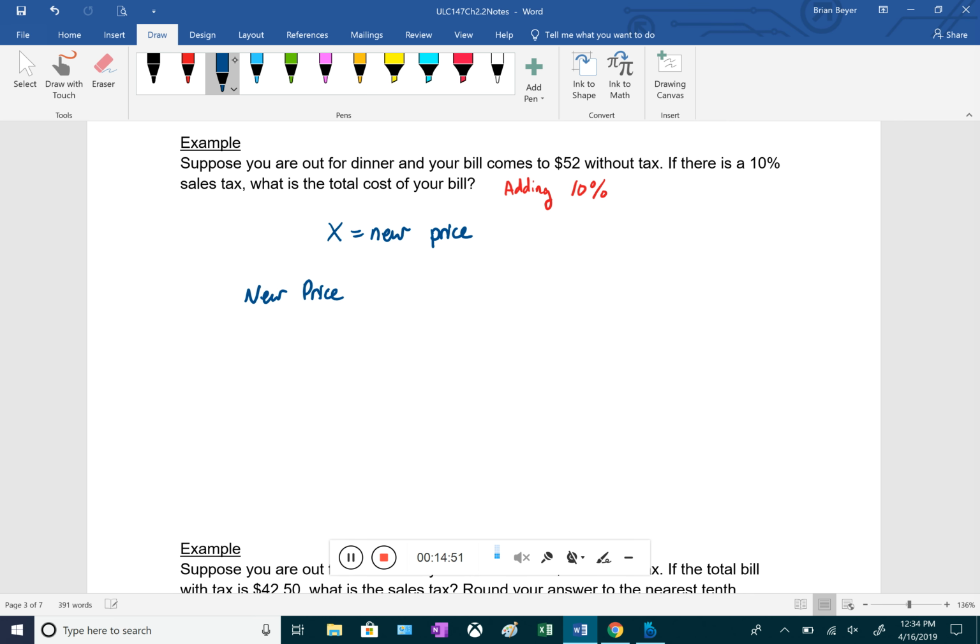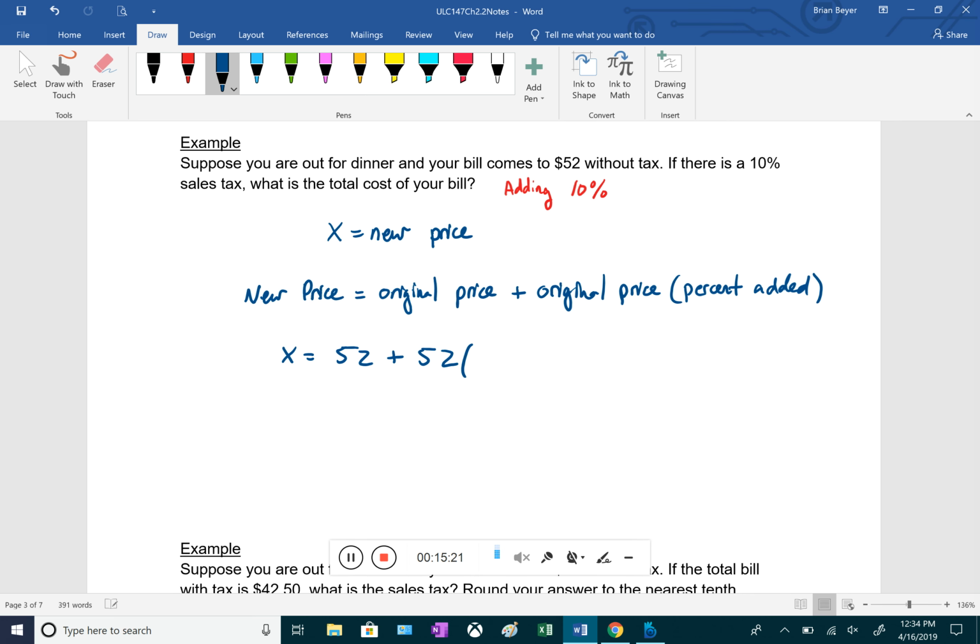The new price equals the original price plus the original price times the percentage added. Okay, so this is going to be X equals the original price here is just the total cost of the bill without the tax. That's going to be 52 plus the original price, 52, times the percent being added as a decimal is 0.1. So 10% as a decimal is 0.1.